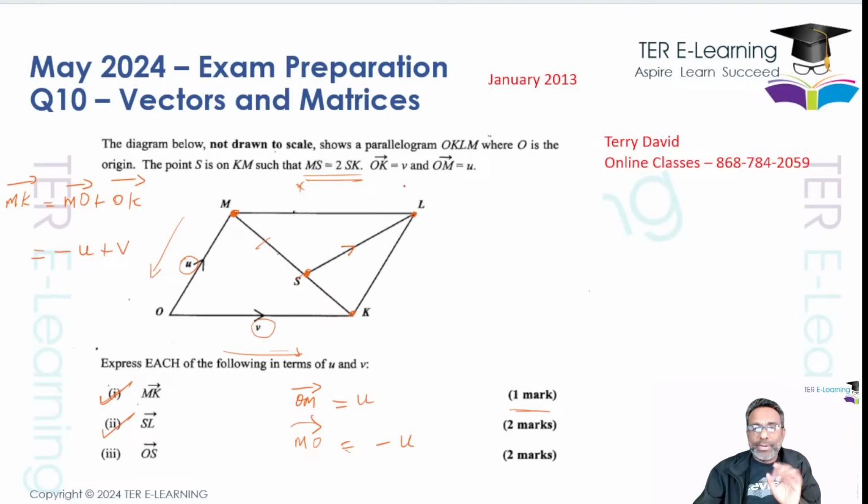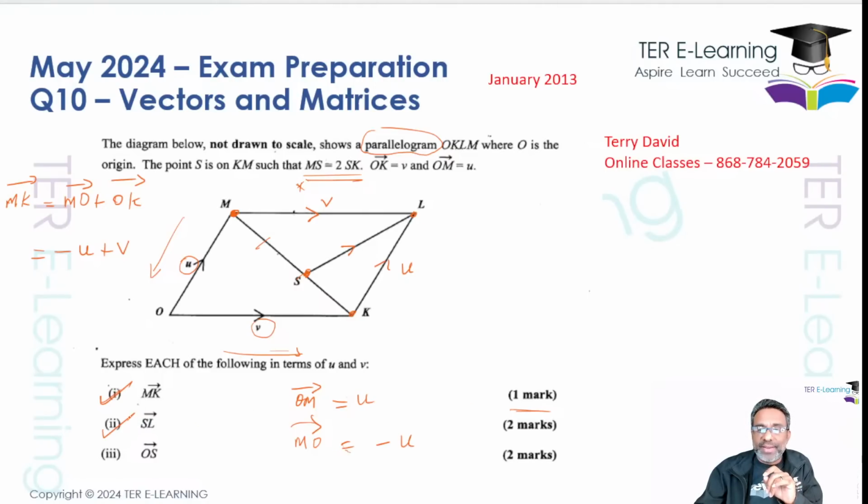Now in questions where we have a parallelogram, there are certain things we need to write on the diagram one time. If you know OM is equal to U, it means that KL, that's this vector here, is also equal to U. If OK is equal to V, it also means that this vector here is also equal to V. So whenever you have a parallelogram, try to write in those vectors one time. That's going to help you.